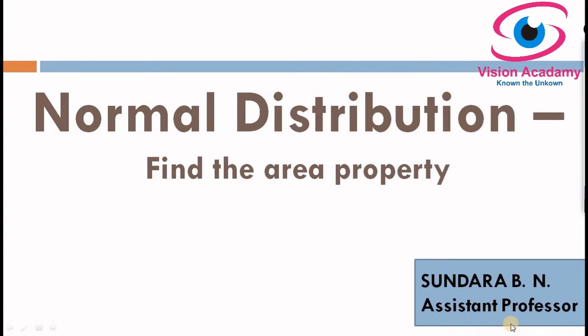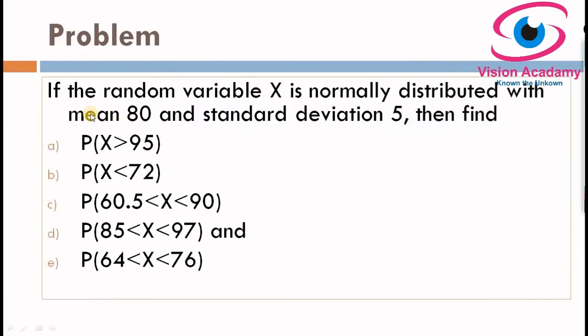For that, let us consider an example. Here is a basic problem which I have taken to make you understand how to plot and calculate area property in normal distribution. Here the normal random variable x is normally distributed with mu 80 and standard deviation 5. To apply normal distribution, the data must be normally distributed. Unless it is normally distributed or it is said so, we cannot go for normal distribution. This is a very important thing we should keep in our mind.